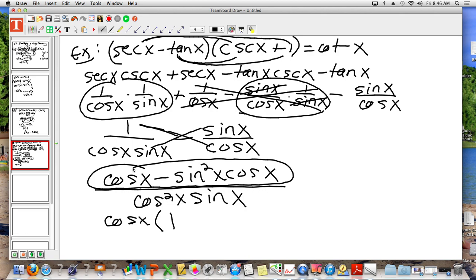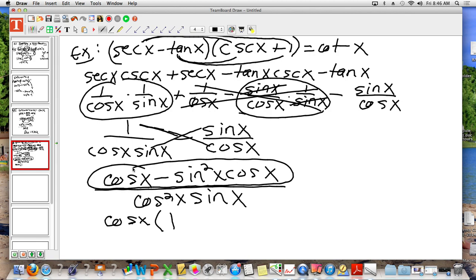I have a question. Okay. How did you get the denominator? I know you got the numerator. The denominator I got by multiplying the denominators: cosine of x times the cosine of x is the cosine squared of x, times sine of x. So you got the numerator by cross multiplying, and then you multiplied the denominators at the bottom. Yep.